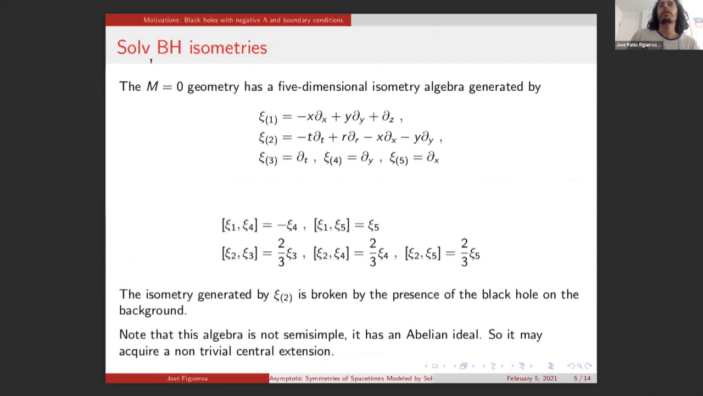Now I will focus on the Solv black hole. The Solv black hole with m equals 0, with zero mass, can be considered as a vacuum and has a 5-dimensional isometry algebra generated by these vectors. And this algebra is not semi-simple. It has an abelian ideal, so it might acquire a non-trivial central extension.